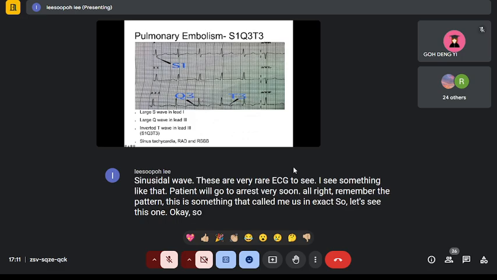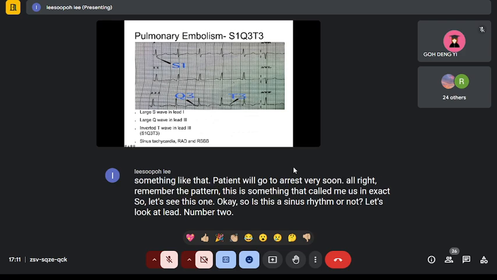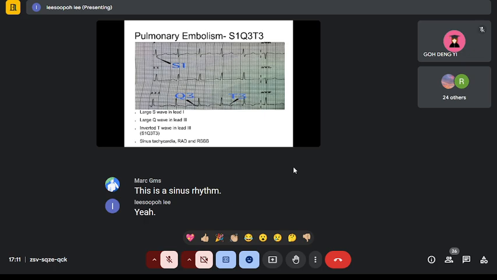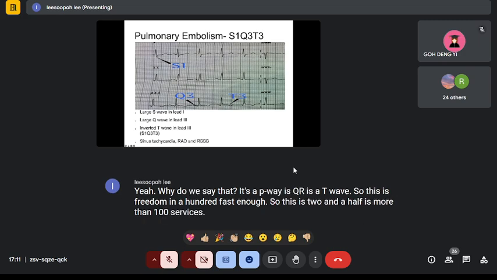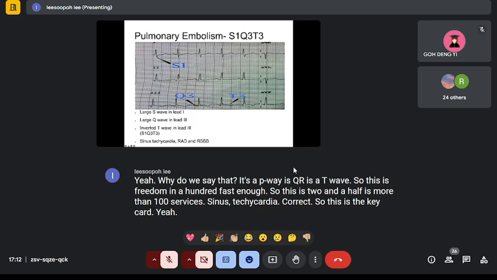Okay, so is this a sinus rhythm or not? Let's look at lead number 2. This is a sinus rhythm. Why do we say that? There's a P wave, there's a QRS, there's a T wave. So this is a sinus rhythm. Is the heart rate fast or not? So this is 2.5, this is more than 100, so this is sinus tachycardia, correct? So this is a sinus tachycardia ECG.